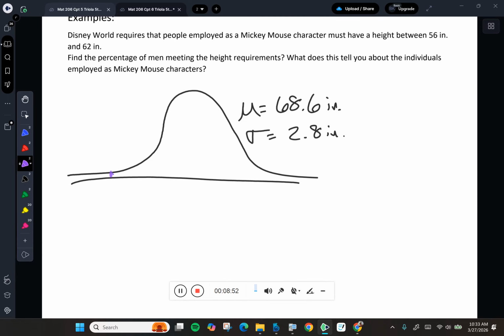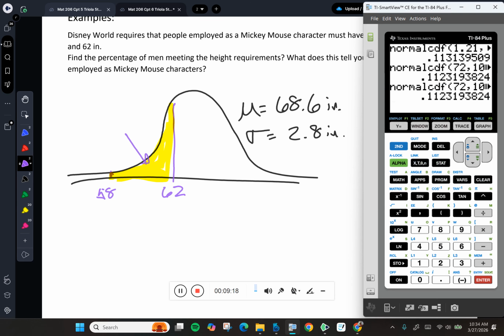56 is way over here and 62 is over here. So we're looking at this piece right here, kind of. And I want to find that. There's my 56. There's my 62 for my min and my max, and I want to find that area right there. Now, I could convert 56 to a z-score. I could convert 62 to a z-score and do it that way, but no, I'm not going to. I'm just going to use technology to find it directly.